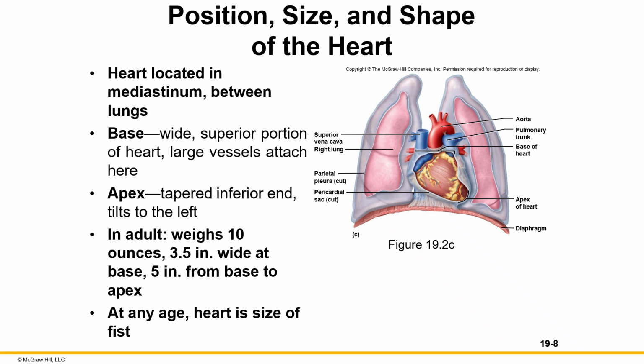In the adult, the heart weighs roughly 10 ounces. It's about 3.5 inches wide at the base and 5 inches from base to apex. At any age, the heart is the size of the fist. Just a fun fact, during gestational development, when the mother is between 25 to probably 35 weeks along, the heart is the size of the nail on your thumb. Okay, so really, really tiny.